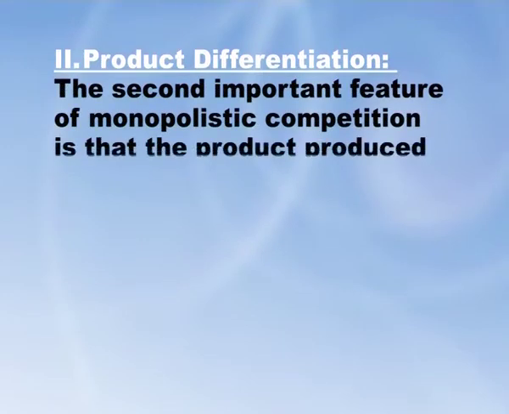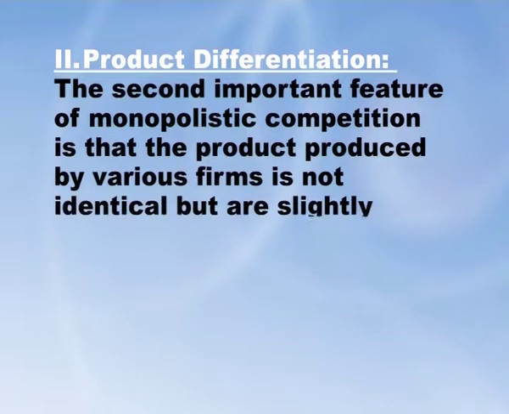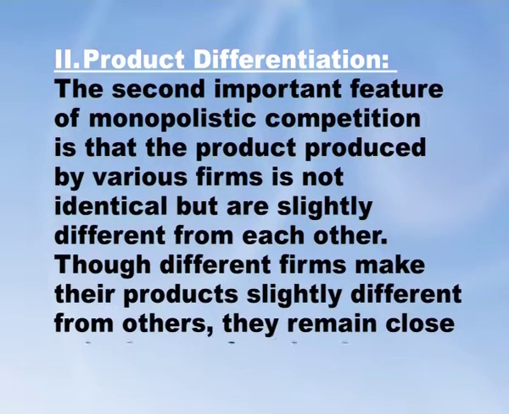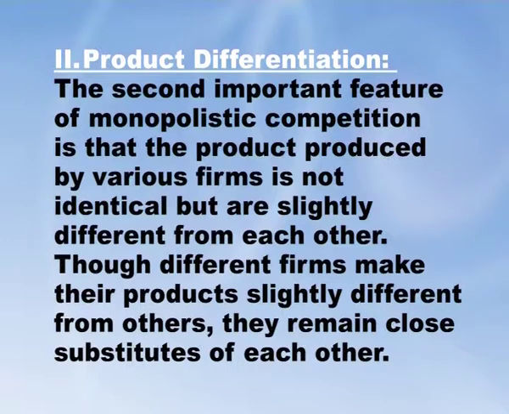Second, product differentiation. The second important feature of monopolistic competition is that the products produced by the various firms are not identical but are slightly different from each other. Though different firms make their products slightly different from others, they remain close substitutes of each other. In other words, the products of various firms working under monopolistic competition are not the same but they are similar. Therefore, their prices cannot be very much different from each other. It is because of the fact that their products are similar and close substitutes of each other that the various firms under monopolistic competition compete with each other.